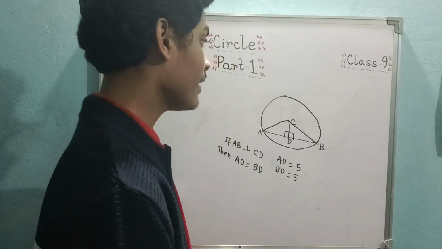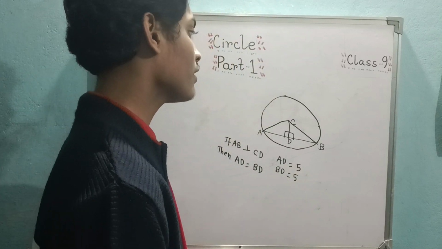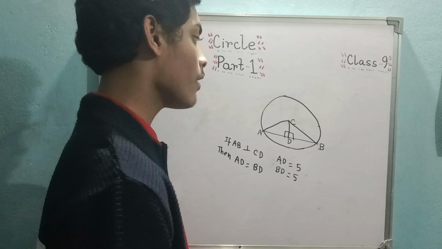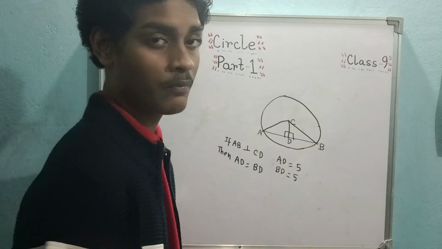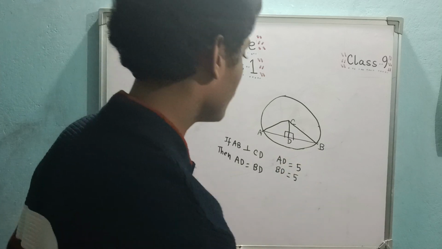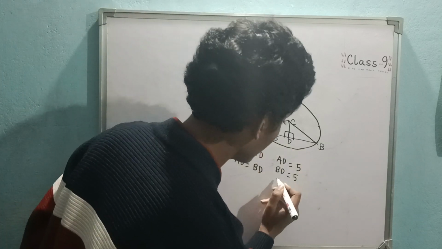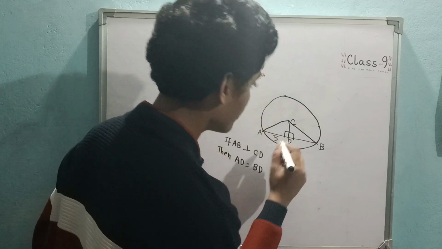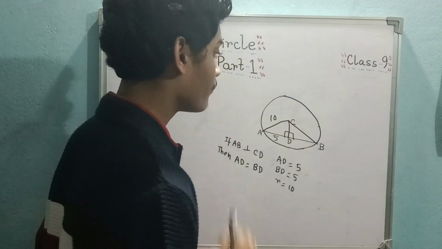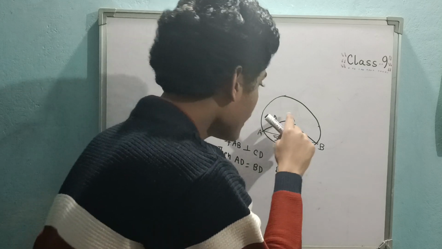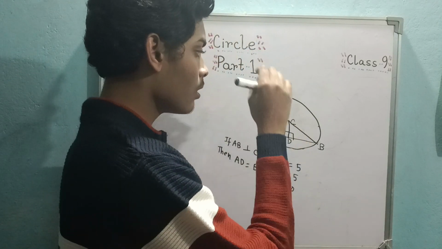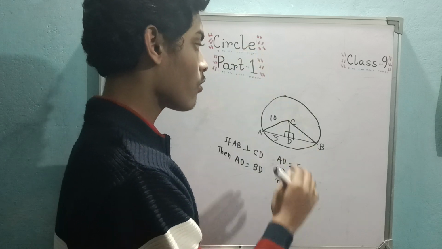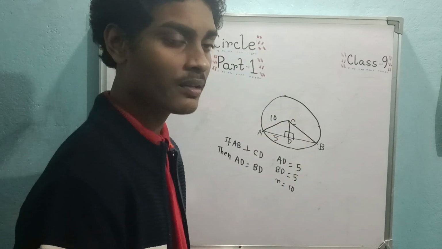Then suppose you are given the radius. Radius will be what here? AC or BC, right? From the center to any point on the circumference. So if you have AD equal to 5, and you have radius equal to 10, then what can you find? You can find the CD. CD is the distance of the chord from the center, right?